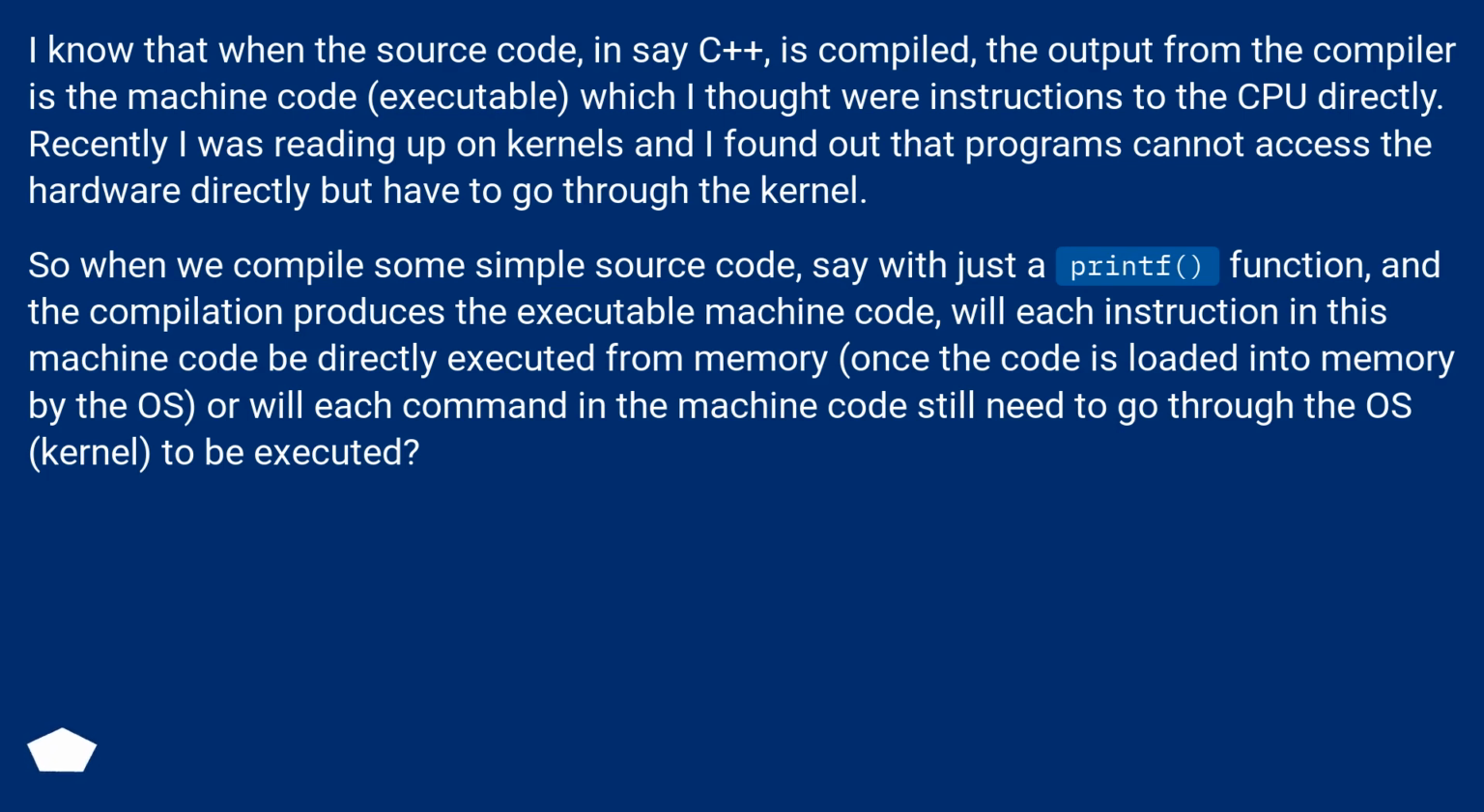So when we compile some simple source code, say with just a print function, and the compilation produces the executable machine code, will each instruction in this machine code be directly executed from memory, once the code is loaded into memory by the OS, or will each command in the machine code still need to go through the OS kernel to be executed?